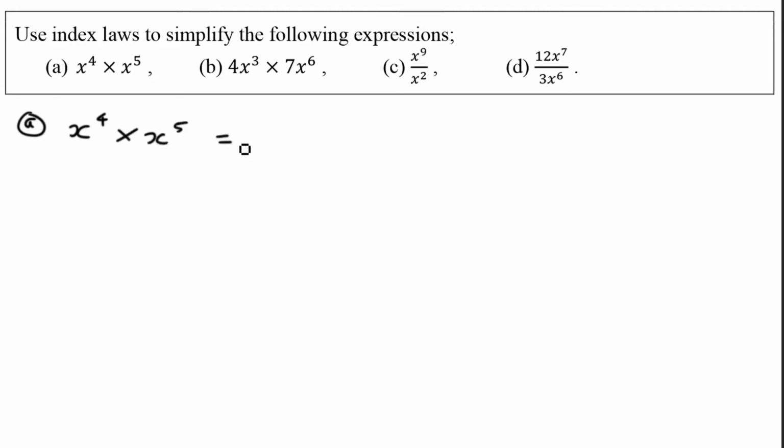Our first index law tells us that when we have x to one power multiplied by x to another power, we have to add the powers together. So it would be much nicer to write that as a single term, x to the 9.